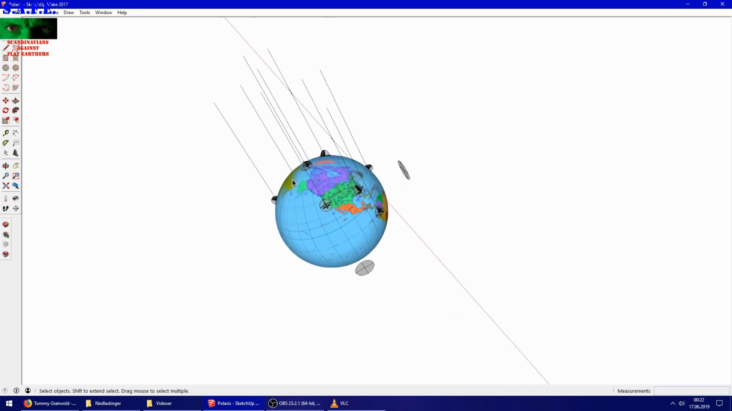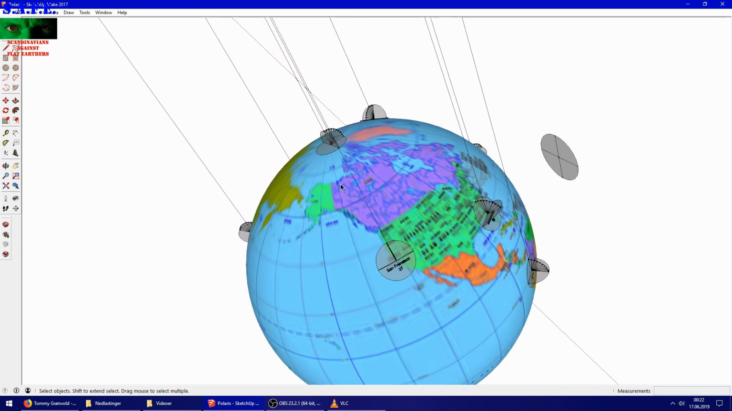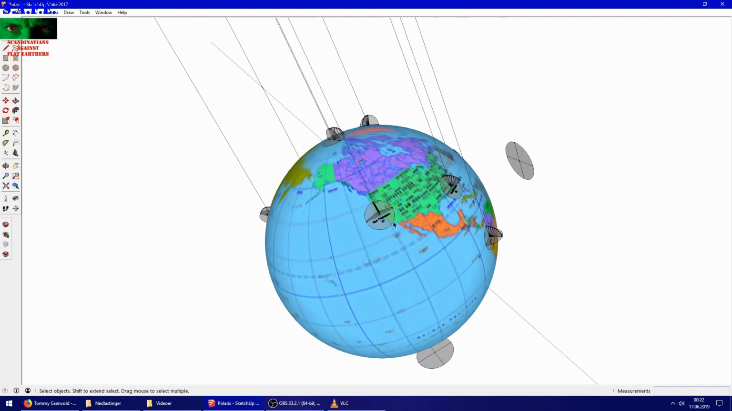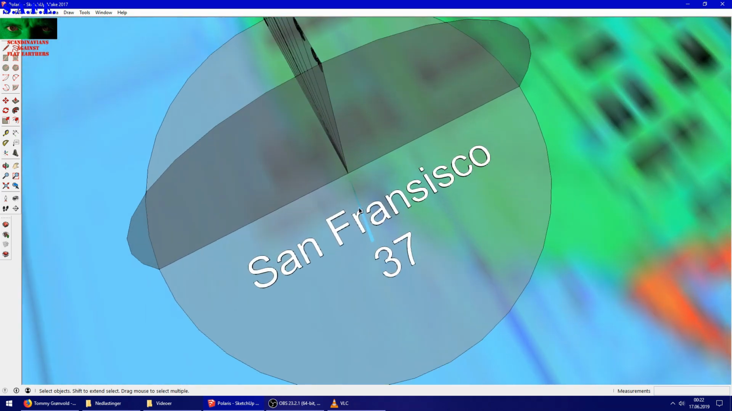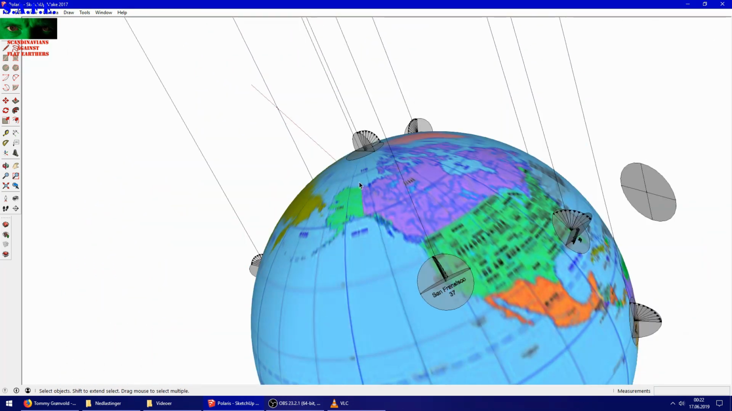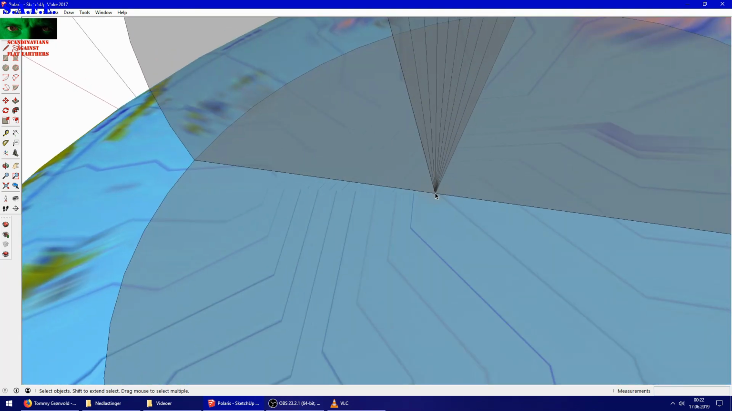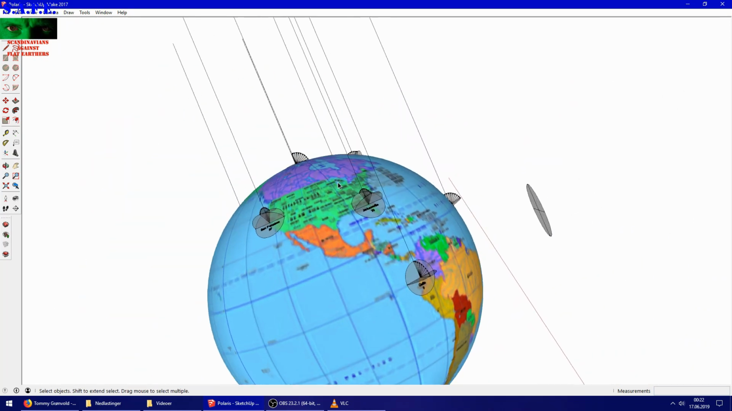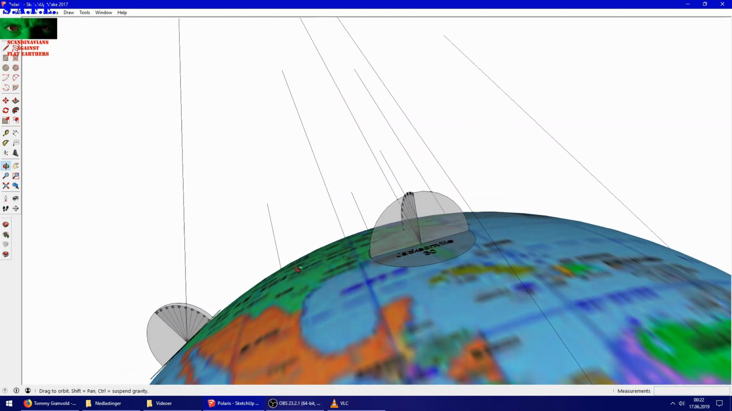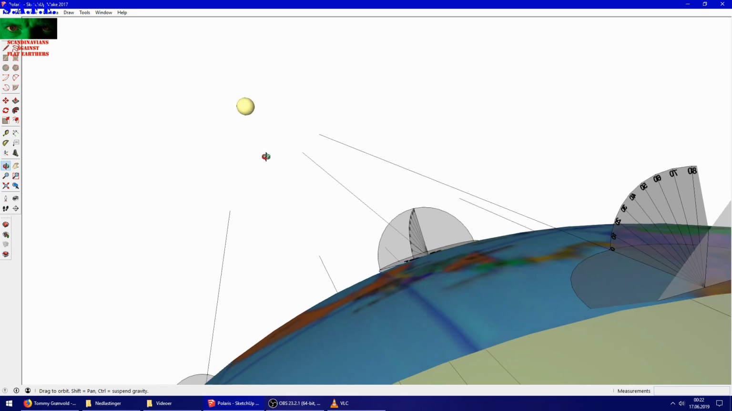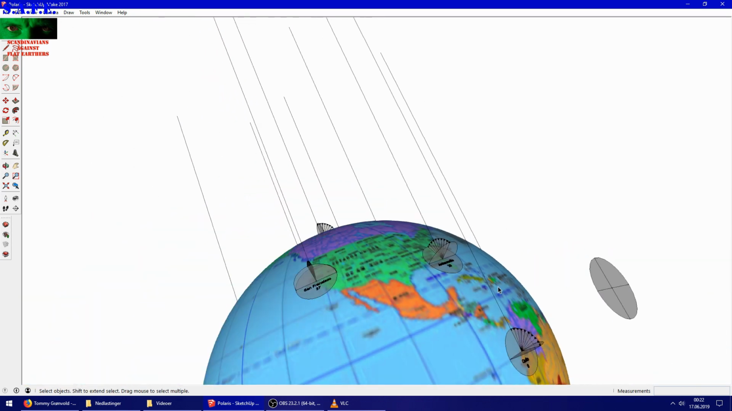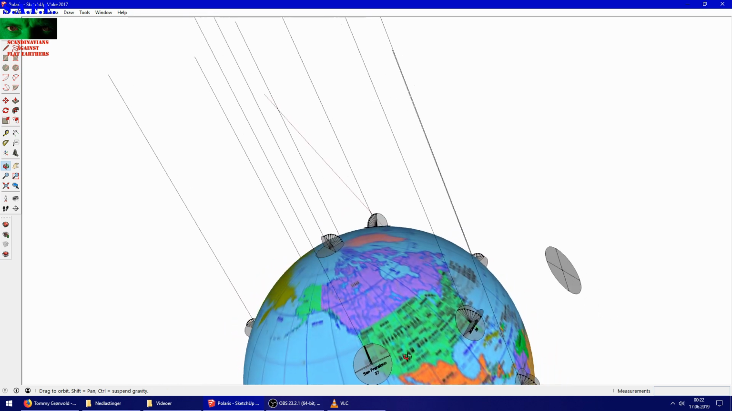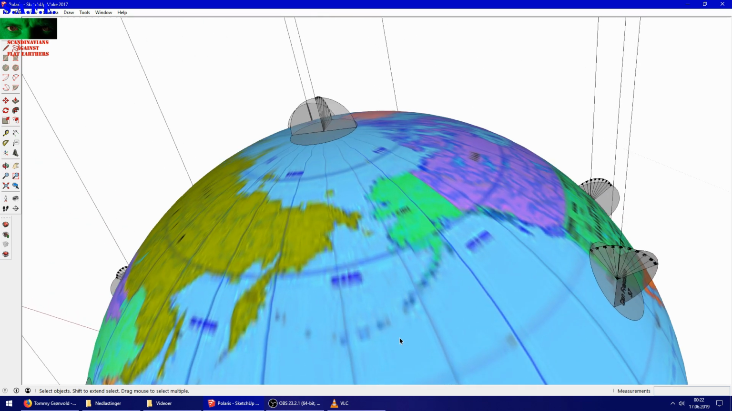This is how Polaris works on the globe model. And yeah, go to San Francisco. You will see it at 37 degrees. Polaris is not up here. That's the North Pole. It's 433 light years that way. So I guess this works pretty well.